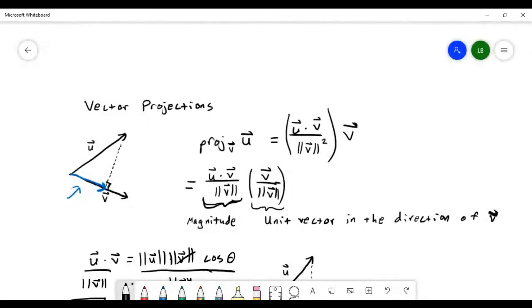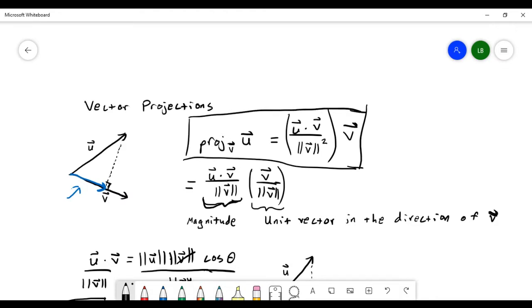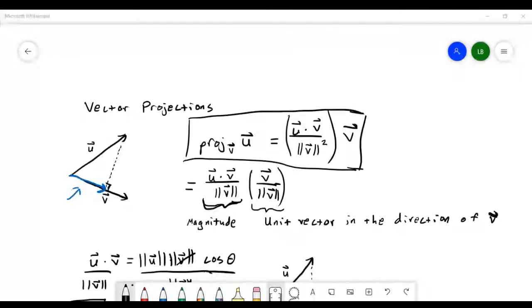We take the magnitude of this projection vector and we multiply it by a unit vector that gives us the direction. And that gives our projection vector both a magnitude and a direction that we know are correct. That's where this projection formula comes from. With this, we can find the projection of a vector onto another vector. Any questions? We'll go through an example in a sec, don't worry.